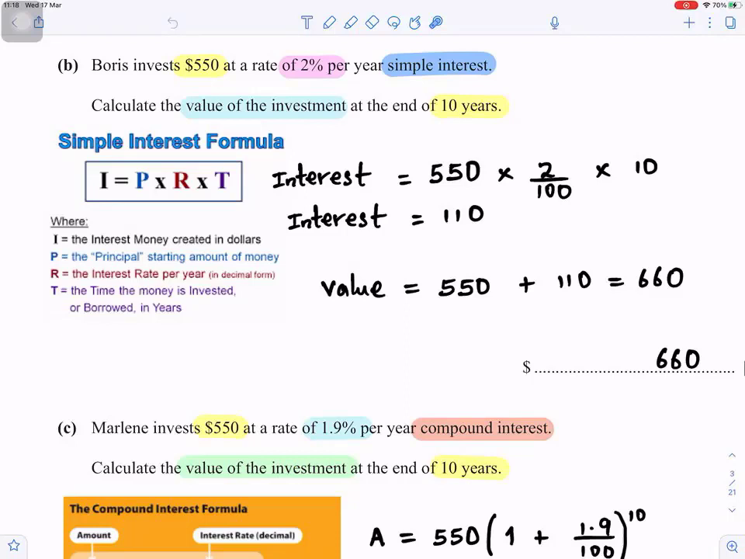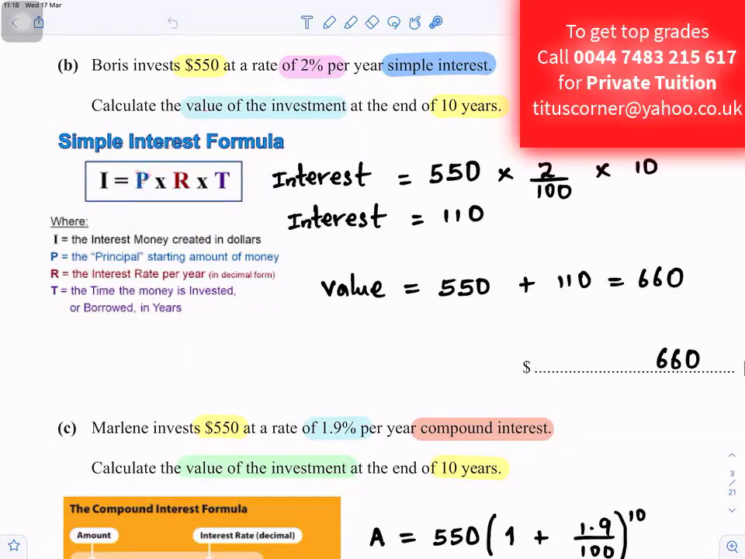Another formula that students need to remember for this Cambridge IGCSE. This is the new IGCSE for Cambridge 0980. The formula for simple interest is I equals PRT. You need to remember that. I is the interest, money created in dollars. P is the principal, the starting amount. R is the rate, the interest rate per year in decimal form. That means you will divide by 100 to put it in decimal. And T is the time the money is invested or borrowed in years.